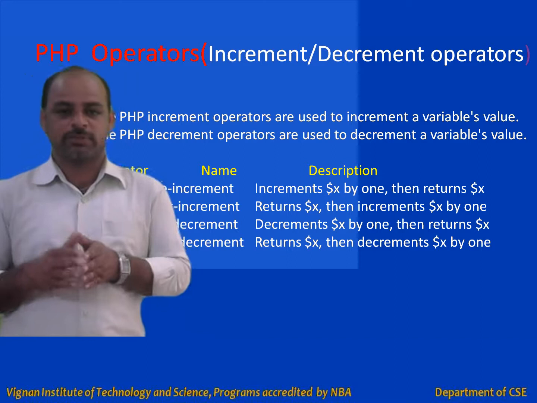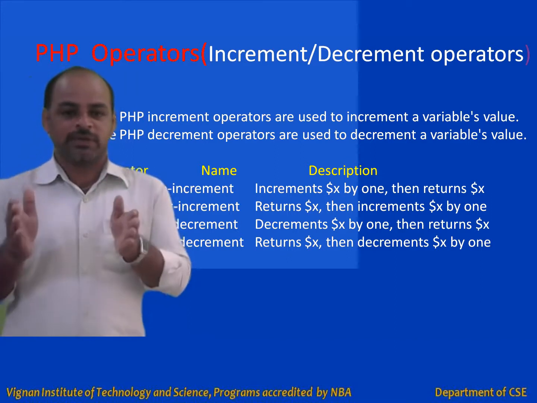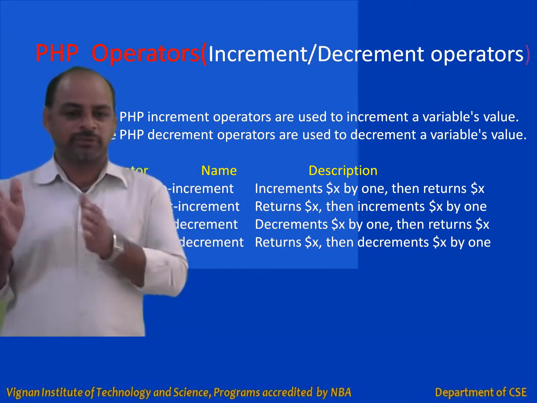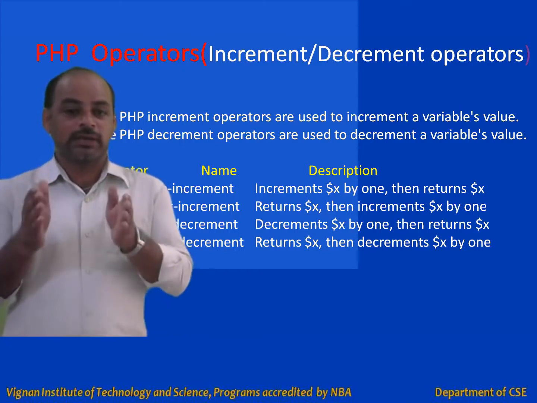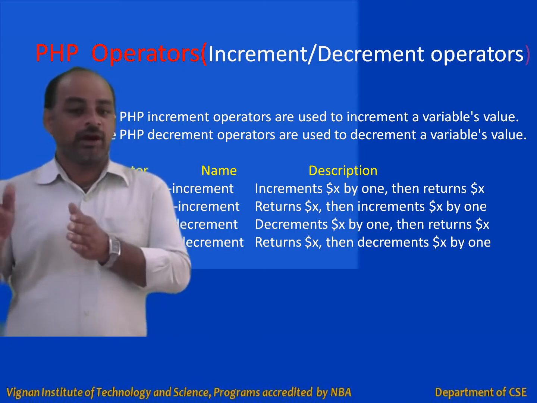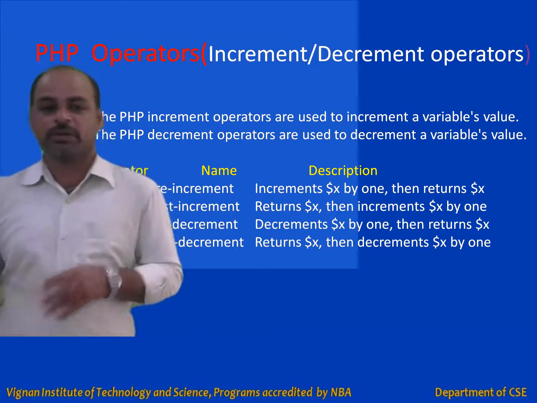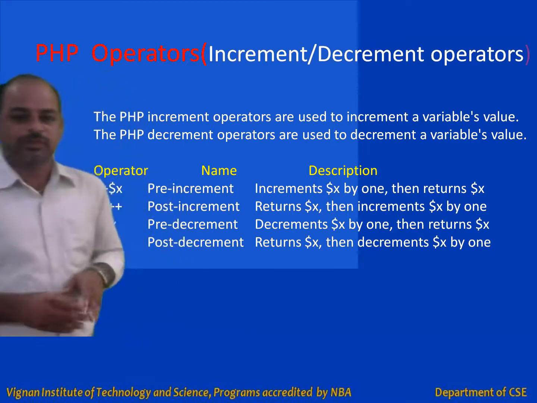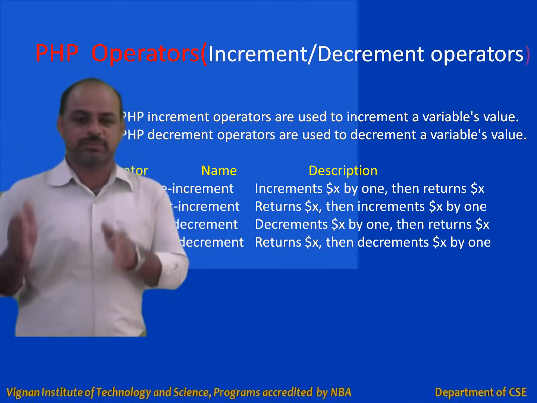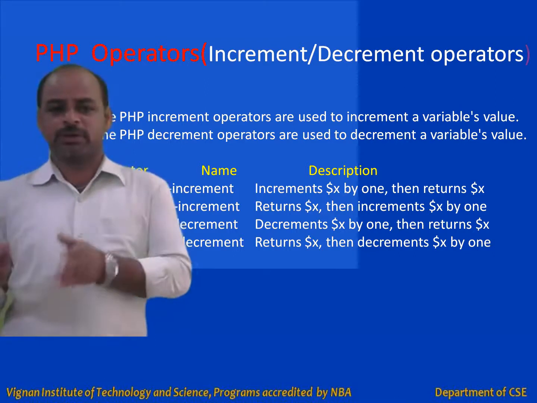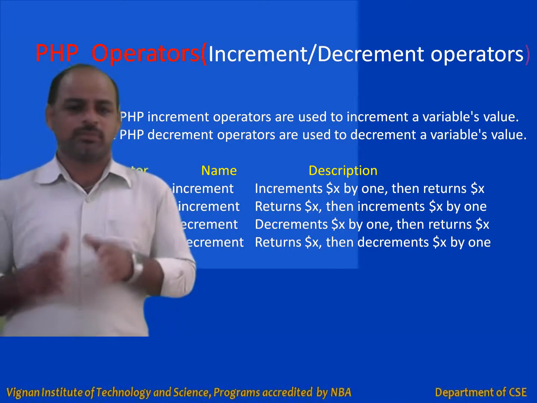Whereas in post-increment, if the current value of x is 10, then 10 will be returned as a result. After that, x will be incremented by 1. So that is pre-increment and post-increment. Similarly, it applies to the pre-decrement and post-decrement operators.